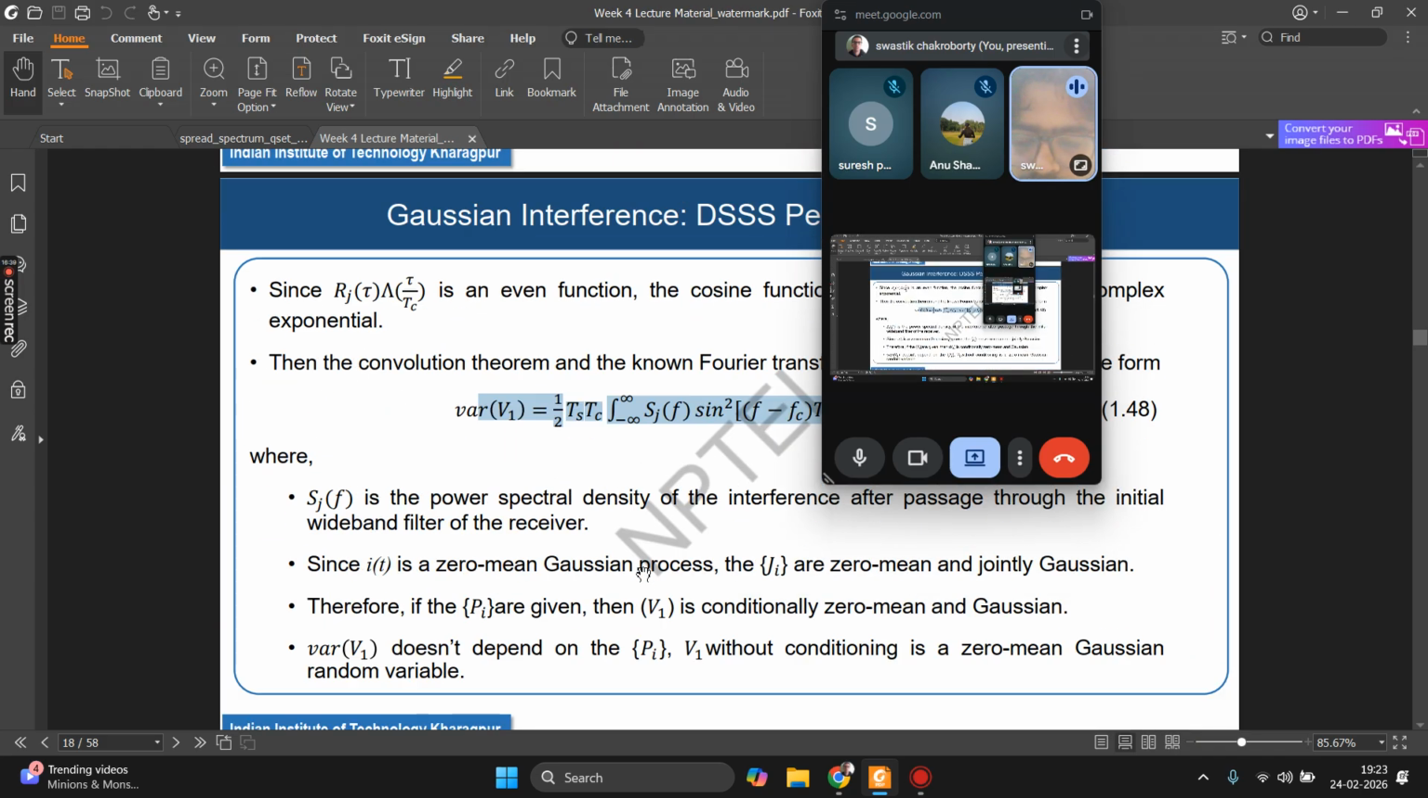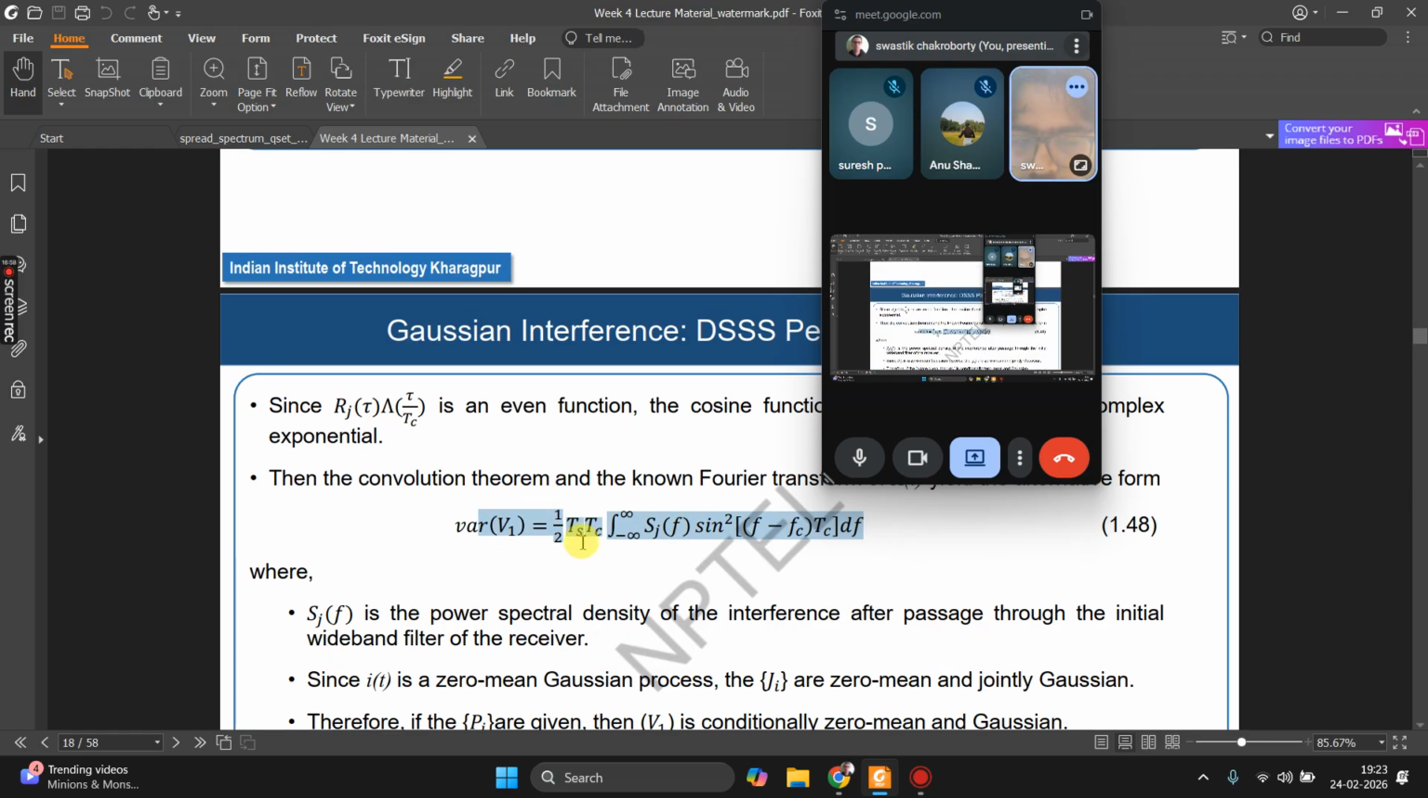Since it is a zero mean Gaussian process, the interference terms are zero mean and jointly Gaussian. So the variance of V1 does not depend on Pi. V1 without conditioning is a zero mean Gaussian random variable, so it does not depend on the power. It is always centered at 0.